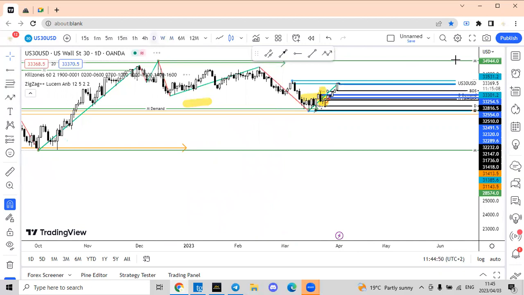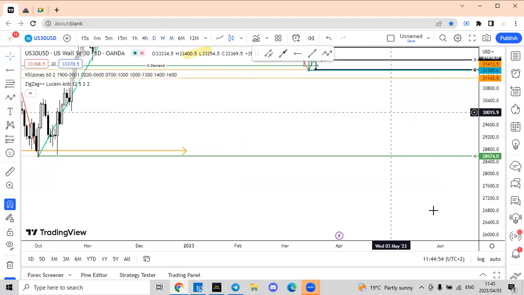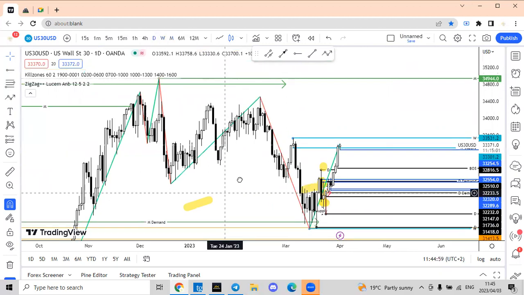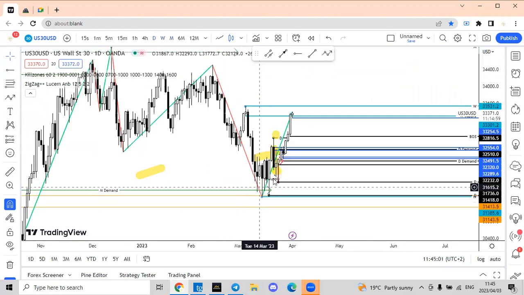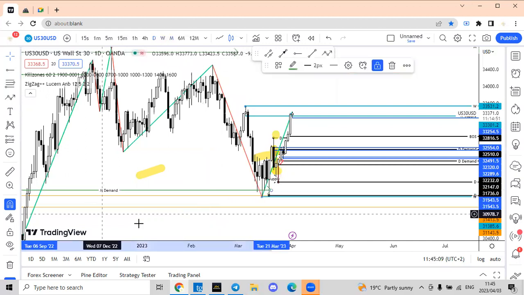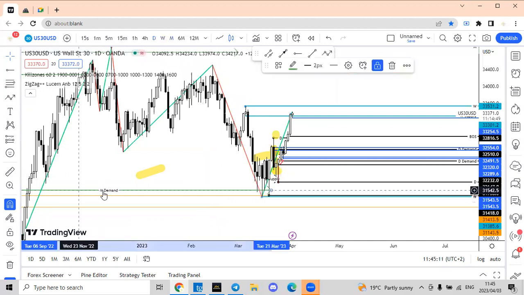Looking at weekly structure. So weekly structure is still bearish from this high to this low. However, if we look at internal structure, we can see that weekly has started having like bullish momentum. And we are coming from what? We are coming from daily demand. So weekly structure, we can see that this high can be in trouble. This high here can be in trouble.